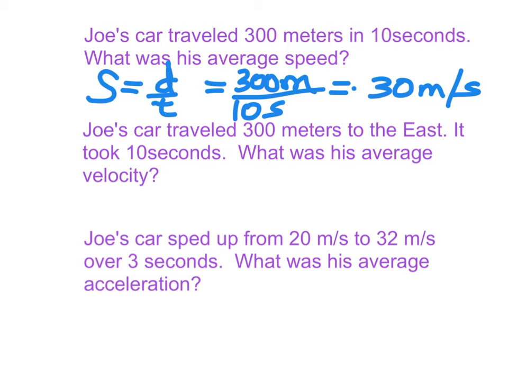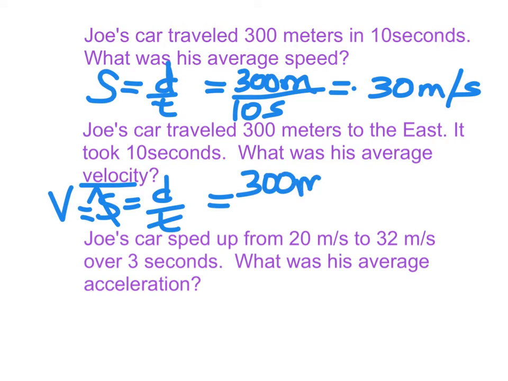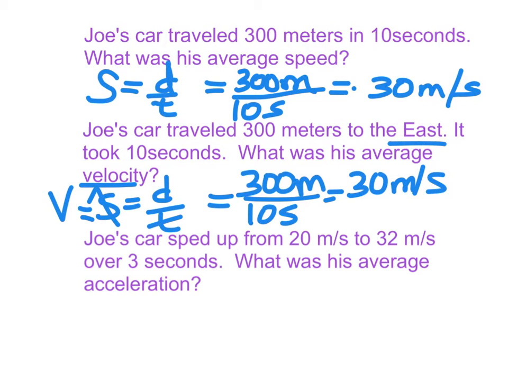In the second problem, it's the exact same problem, only instead of asking for speed, it asks for velocity. So it'll look exactly the same. I'm going to write S equals d over t. Actually, I'll probably write V equals d over t. Hold on. V equals d over t, right? Because it asks for velocity. And then I'm going to plug in my numbers. They're the same numbers as before, 300 meters in 10 seconds. And so I'll get the same number, 30 meters per second. But now I have to also write down eastward in order for it to be a velocity.